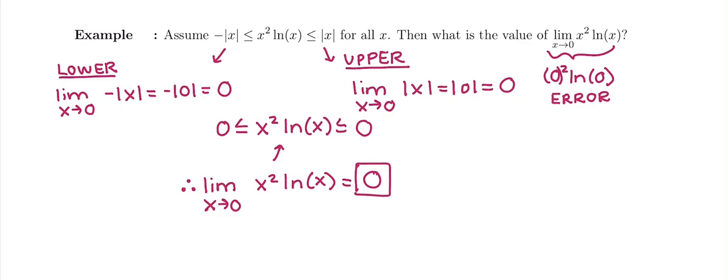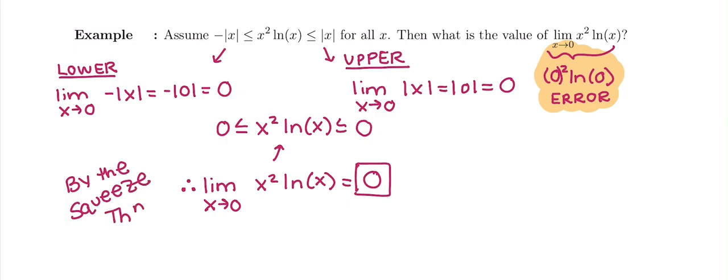So we couldn't plug it in. We got an error in our calculator, but we knew that the y value was stuck between 0 and 0. So that limit that we weren't allowed to take necessarily, we were able to calculate using the squeeze theorem. So therefore, by the squeeze theorem, we can make this conclusion that the limit for that x squared times ln of x would have also been 0.